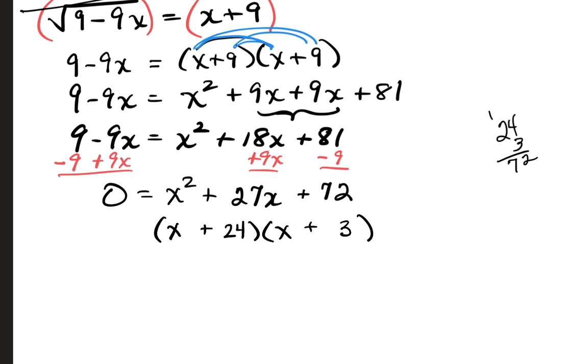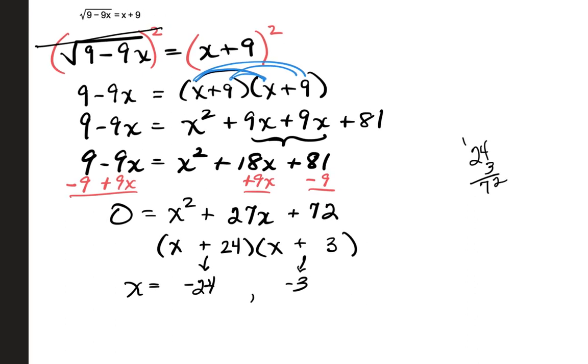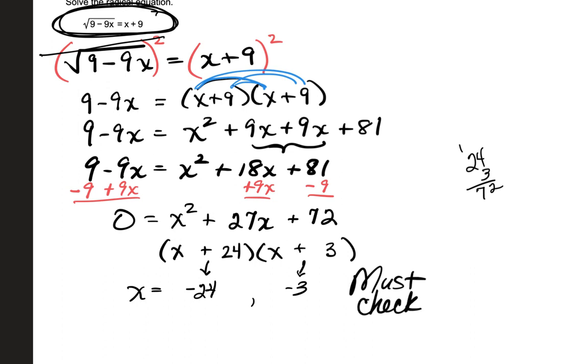Like I said, any problem like this that you get, you should be able to factor. So if you can't factor it, go back and check and make sure you didn't make a mistake. When you solve this, you get 2 possible answers. Set each one equal to 0, you get negative 24 and negative 3. One thing to know about this problem, if you go back to the top, is that it has the square root in the original problem, so you must check your answer. You've got to check it.